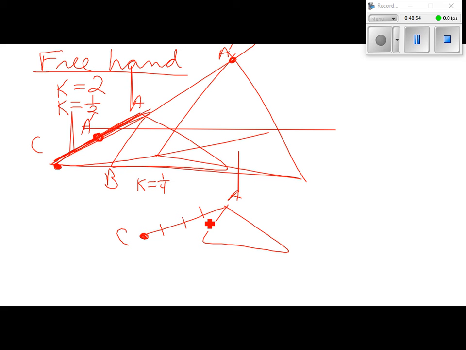So if A's here, A prime is going to be 1/4 of that distance. So we just go out 1. That's where A prime is going to be. We do it for this point. We split that into 4ths. 1, 2, 3, 4 parts. B prime is going to be right there. We do this distance. We split it into 4ths. 1, 2, 3, 4. We put it right here. Our new triangle is a lot smaller. It's going to be somewhere like right in there.